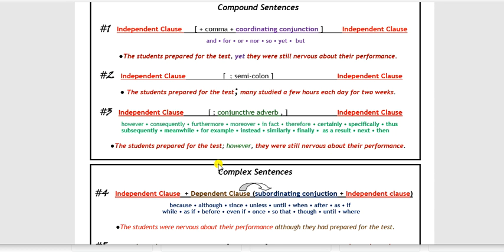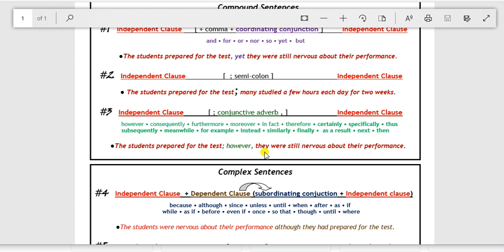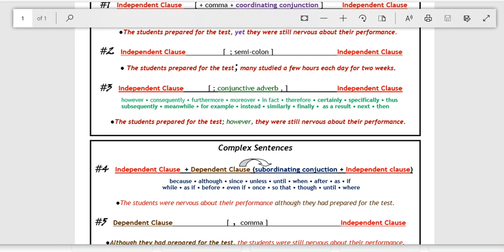Okay? Because it wouldn't make sense if you said the students prepared for their test. As a result, they were still nervous. That doesn't make any sense at all. Because you would expect that if they prepared, they would not be nervous. You get my meaning? Okay. The thing to remember about number 3 is your punctuation is everything here. You need a semicolon before your conjunctive adverb and a comma after. And you want to make sure that you pick the conjunctive adverb that's right for the job. Don't just randomly pick one or you'll very much so confuse your reader.